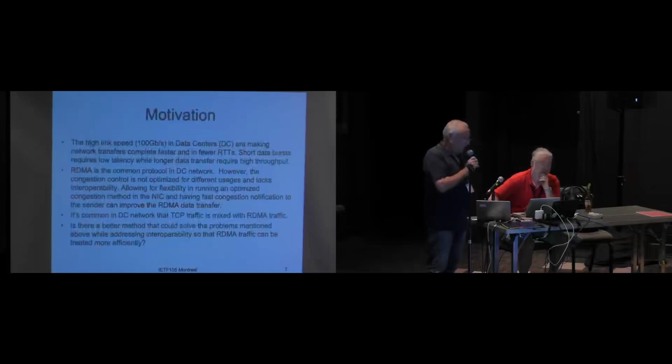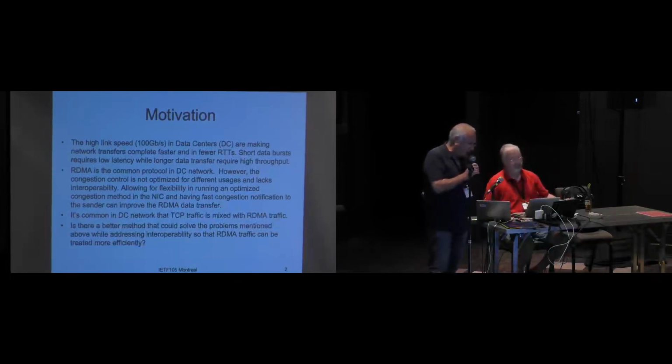The motivation for this work is that in data centers, high link speeds are making network transfers complete faster and in fewer RTTs. Short data bursts require low latency, while longer data transfers require high throughput. So these are two requirements. RDMA is the common protocol in data center networks. However, the congestion control is not optimized for different usage and lacks interoperability.